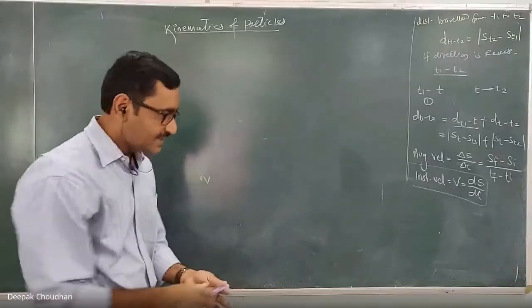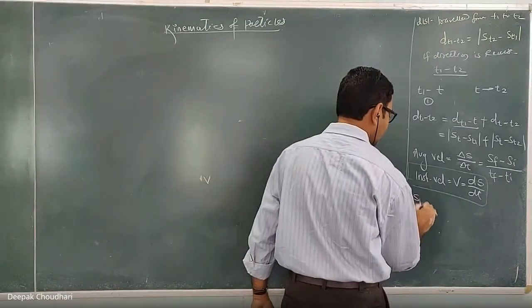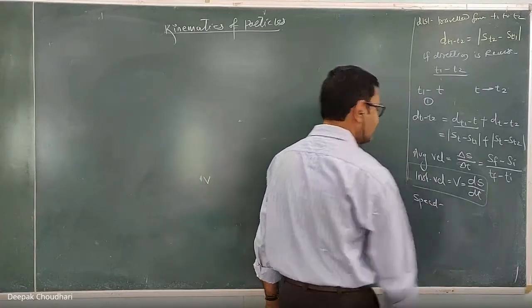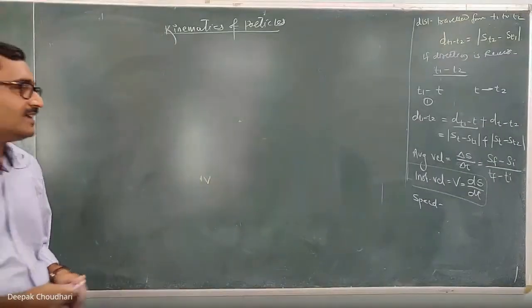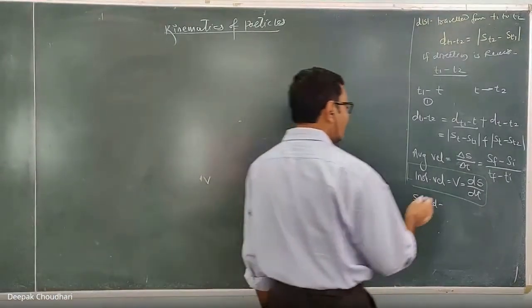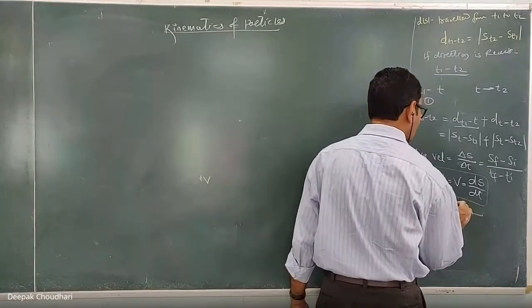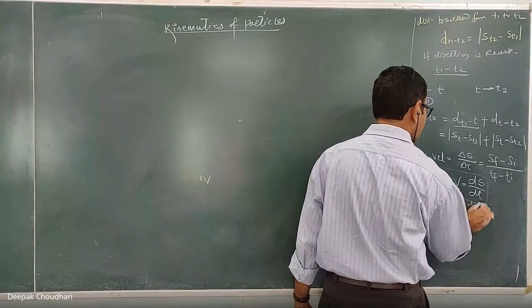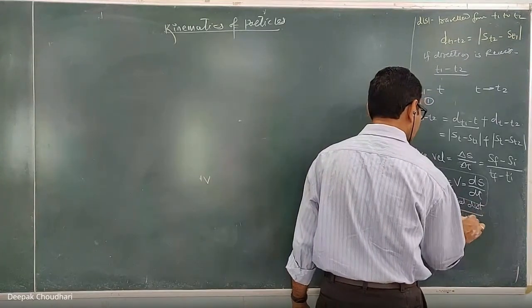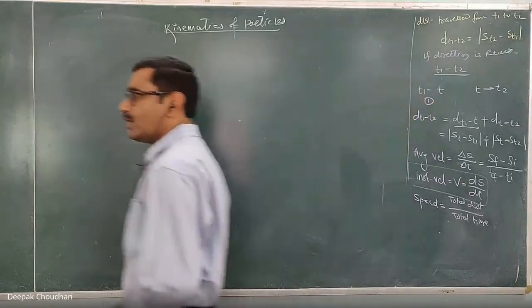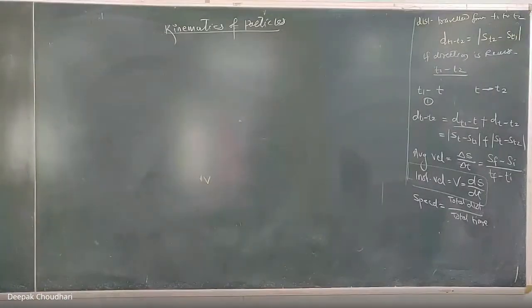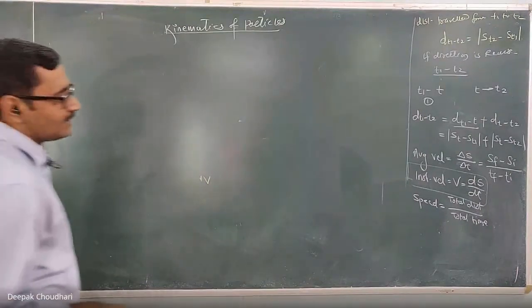Then the next one is the speed. Speed is a scalar quantity which gives you the idea about how fast the particle is moving. So speed or the average speed can be written as total distance traveled upon total time. Okay, speed or the average speed is the total distance traveled upon total time. This gives you the speed. Is that okay?